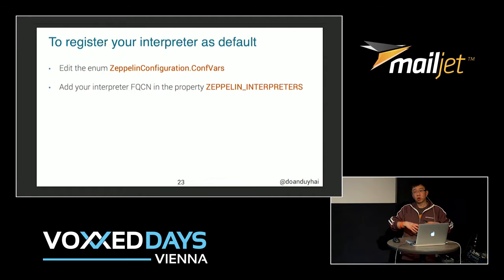Okay. You have developed your own interpreter. Now you need to register it, so Zeppelin understands that it has a new interpreter in the system. There are two ways to do this. The first way is to edit this file, the Zeppelin configuration.